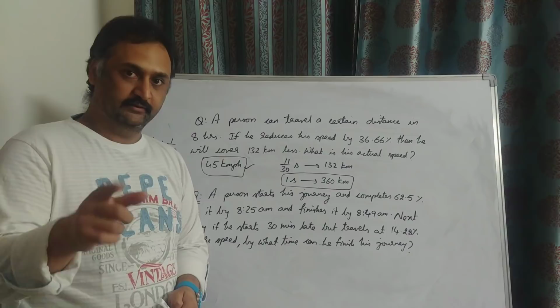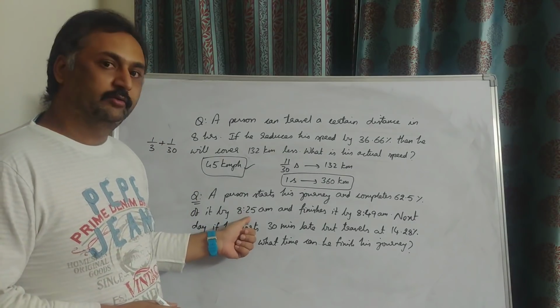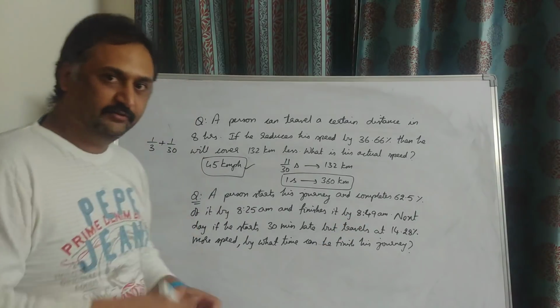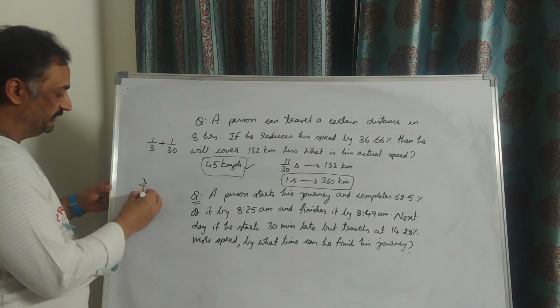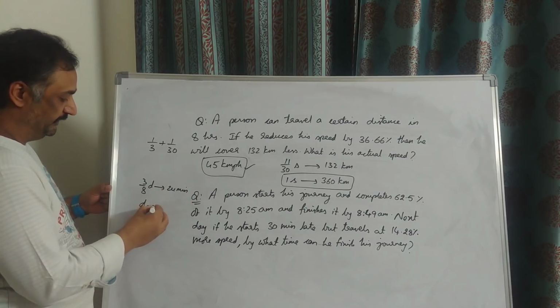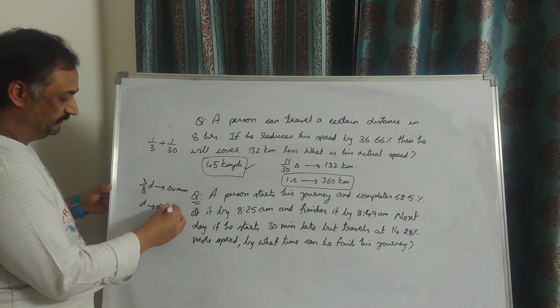62.5% means 5 by 8. So 5 by 8 of the journey was over by 8:25, and in the next 24 minutes he is covering the next 3 by 8 of the journey. So 3 by 8 of the total distance is covered in 24 minutes. So he is taking a total of 64 minutes for the whole distance.